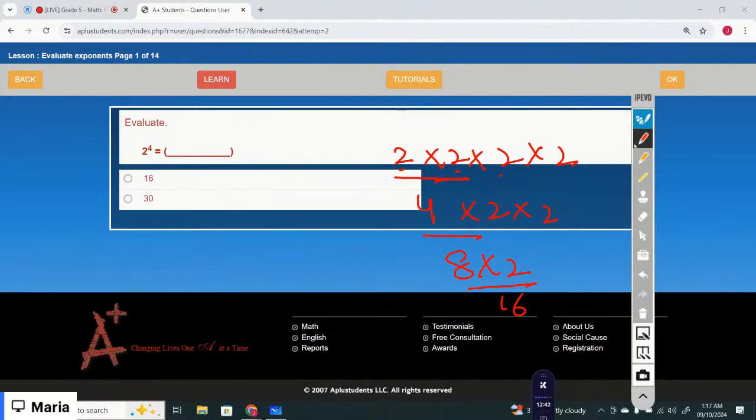Basically, 2 exponent 4 means you need to multiply 2 four times. That is 2 times 2 times 2 times 2. And you can multiply them by making pairs of the numbers. So start with 2 times 2, that is 4. Then you have to do 4 times 2, that is 8. And then you have 8 times 2.